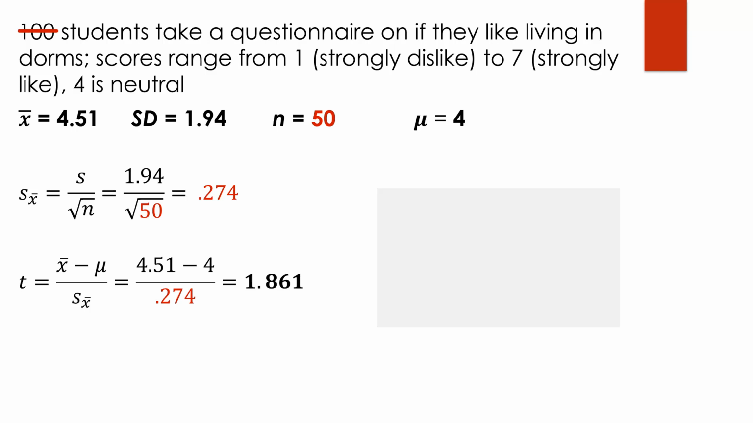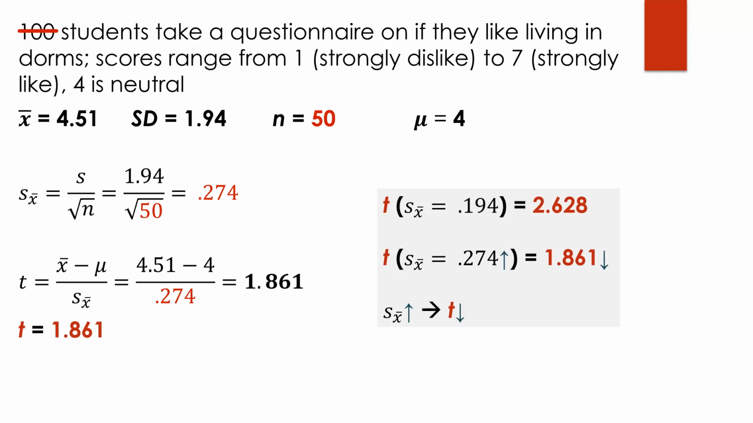Now, if we plug that into the t equation, we get a t-score of 1.861. Our t-score went down. Before it was 2.628, but when sampling error increased, our t-score went down. So the more sampling error we have, the lower our t-score.